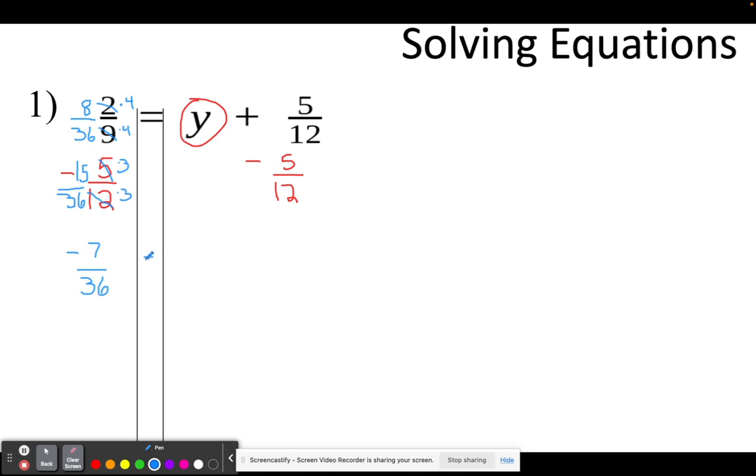That's what y equals. Again, it's not any different than what we just did yesterday. Just need to get this y by itself by getting rid of what is on the side with the y, which is 5/12. It's just knowing how to use your fractions.